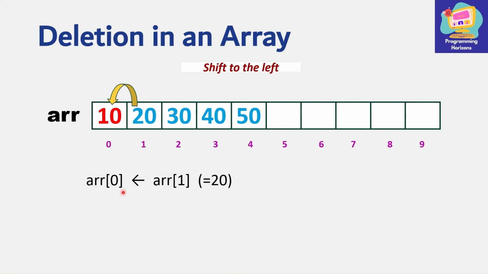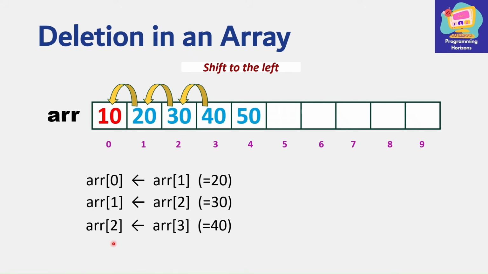Once 20 is shifted, we can shift 30 in the same way. The value stored at index 2 will be shifted to index 1. So 30 will be brought to index 1. Similarly, 40 and then 50 can be shifted as well to the left hand side.